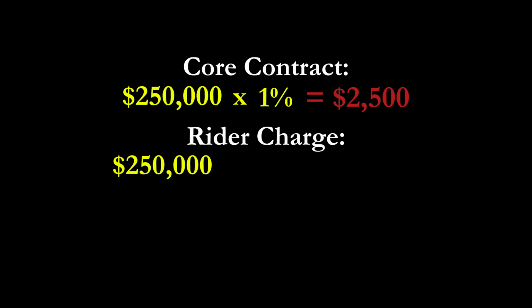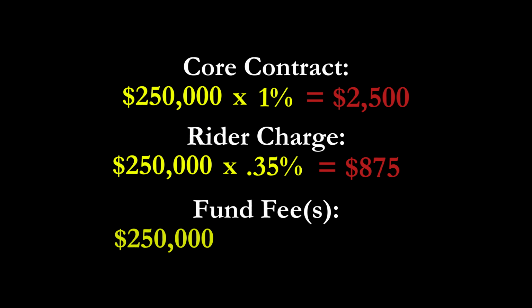Of course, if you want to break this down further and you want to know what you're paying for each layer of fees, you can take 250,000 times 1%, get $2,500. You can take 250,000 times 0.35% and get $875. You can take 250,000 times 2.22% and get $5,500. Big ouch, by the way. I can't think of any fund that is worth that annual fee.